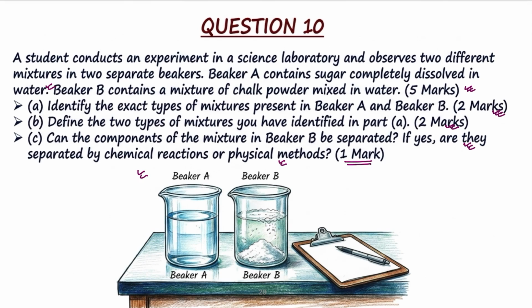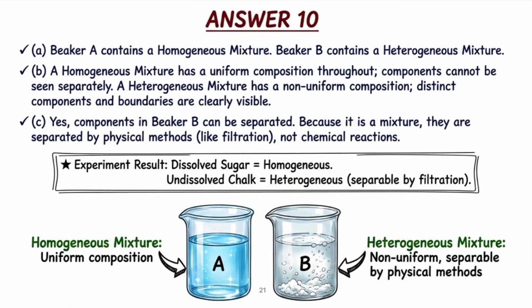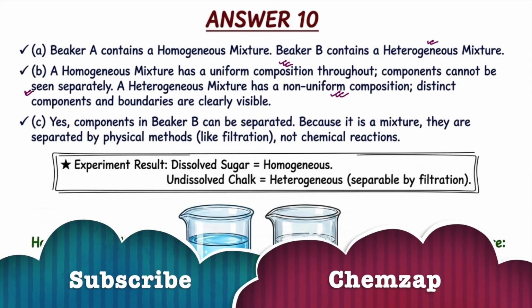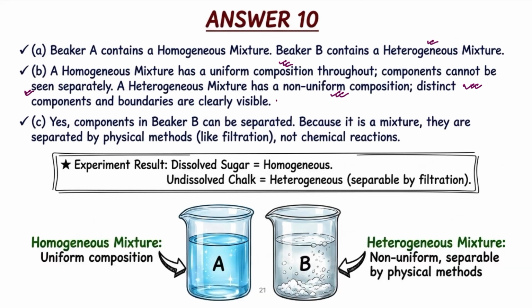See that this is an activity type of question, right? Activity based question. Now check the answer, what the answer is telling. Beaker A contains a homogeneous mixture while beaker B contains a heterogeneous mixture. Why? A homogeneous mixture has uniform composition, components cannot be seen separately. A heterogeneous mixture has a non-uniform composition, distinct components and boundaries are clearly visible. Right? So this is the homogeneous mixture, this is the heterogeneous.